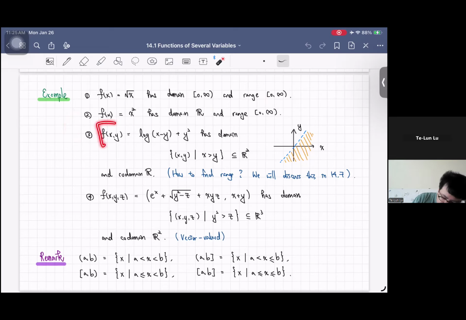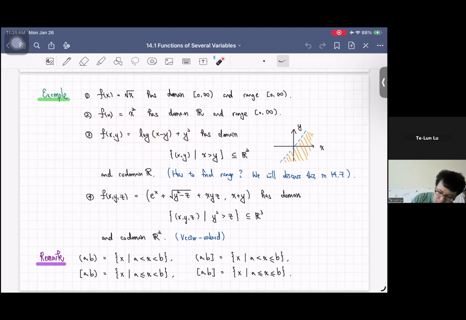So f of x, y, there are two variables, right? So you have two different objects to play with. And I define this thing to be log x minus y plus y squared. So for example, if you want to evaluate f of 2, 1, you simply plug x to be 2 and y to be 1, and you can get the corresponding value.